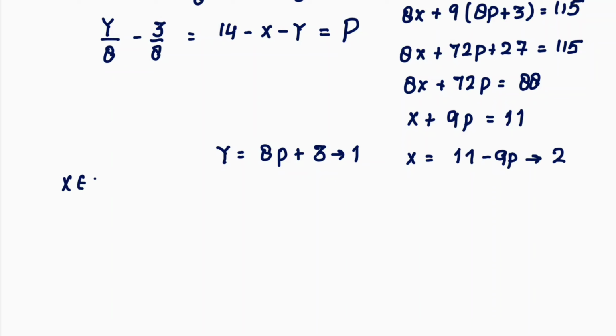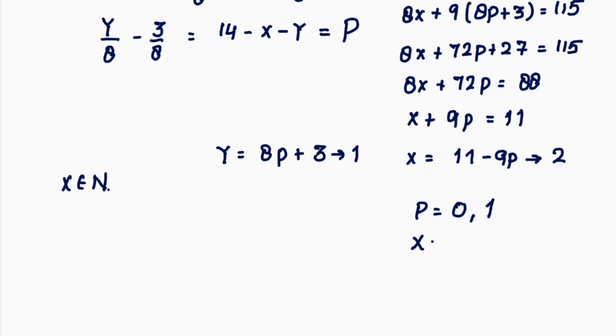Since x is a natural number, the value p can take is either 0, so that 11 - 9p remains greater than 0. It can also take 1, since 11 - 9 is 2. If p is 2, 11 - 18 is -7, so this is not possible. So the only values for p are 0 and 1.